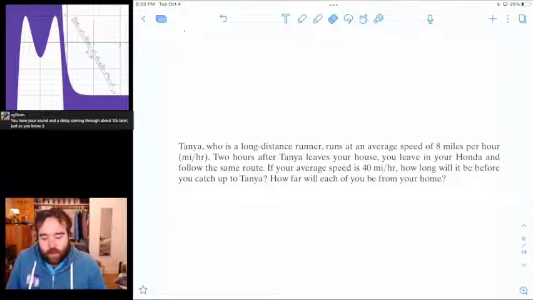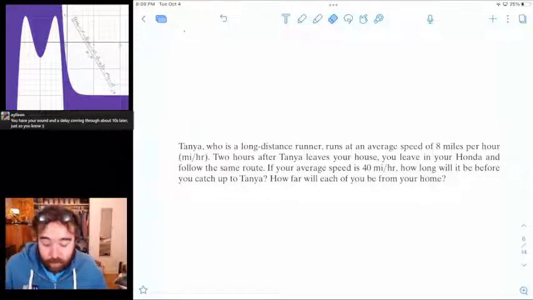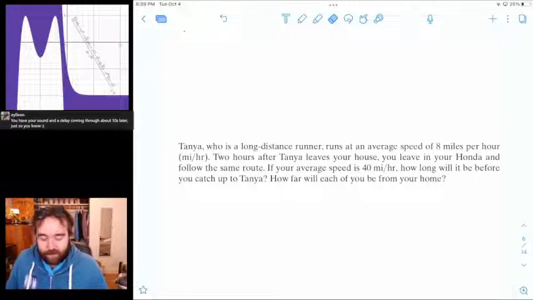Okay, so Tanya is a long distance runner, and she runs at an average speed of 8 miles an hour. 2 hours after Tanya leaves her house, you leave in your Honda.